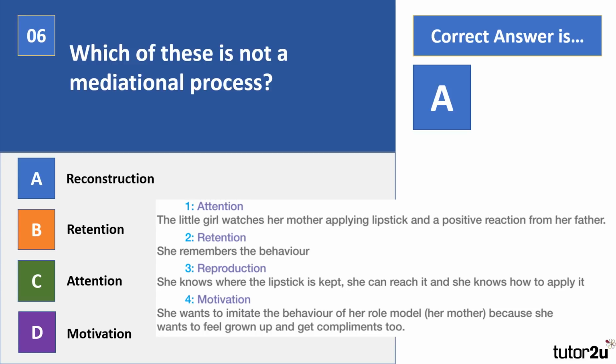Of course, if she couldn't reach the lipstick, if it was out of her way, she'd have problems in terms of reproduction. And then finally, motivation. So she probably wants to imitate her mum. You could also talk about the fact that she's likely to identify with her mother more because it's a same-sex role model. And basically, she wants to get the compliments just like her mum did. Now, the application of SLT, and particularly the mediational process in stem questions, is actually quite straightforward if you just take each process at a time.